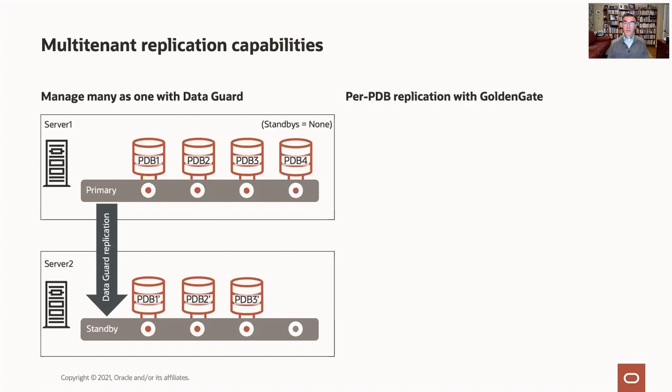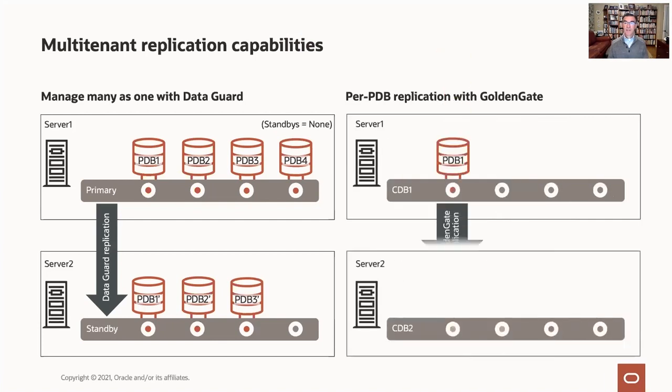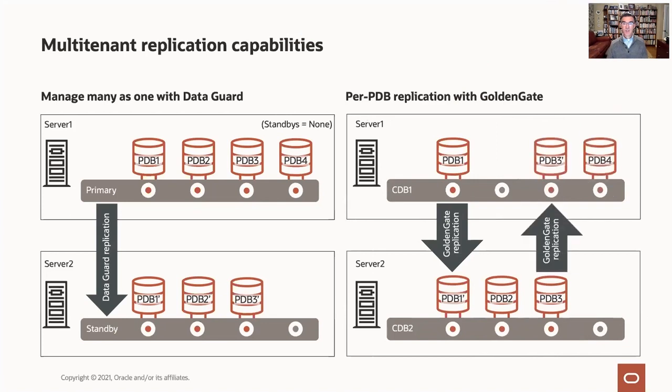At the other extreme, for replication of data at the individual PDB, Golden Gate is the perfect choice. With Golden Gate, it's possible to have bidirectional replication between CDBs, as is shown here. And this can even be used in an active-active configuration, which is a key capability for supporting a truly zero downtime upgrade.